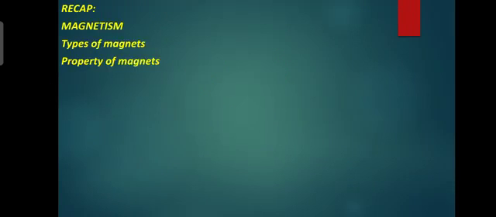In the previous section, we saw about magnetism. What is meant by magnetism? Magnetism is the force exerted by magnets when they attract or repel each other. Magnetism is caused by the motion of electrical charge.